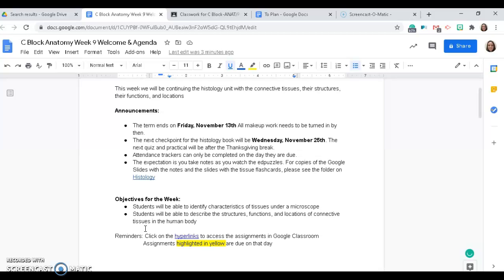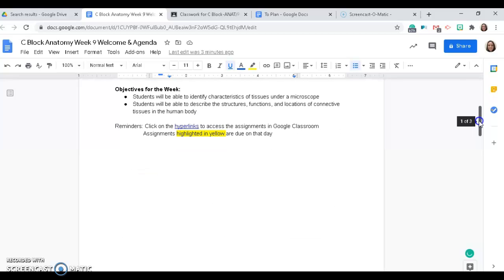Attendance trackers. Please make sure you do them and make sure you do them on the day that they are due, not the day before, not the day after. And then please make sure you're taking notes as you watch the videos on Edpuzzle. You can also work in the histology book too as you watch the videos on Edpuzzle. You can kill two birds with one stone that way.